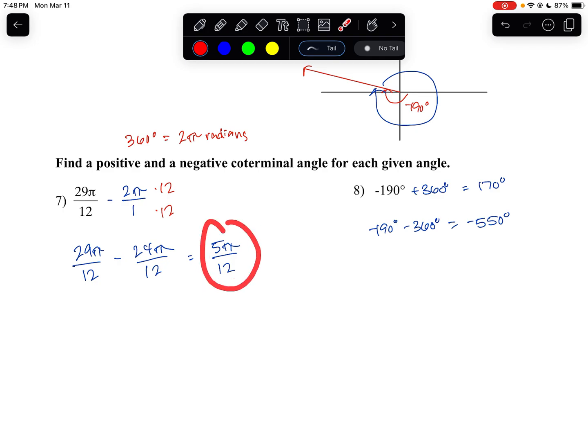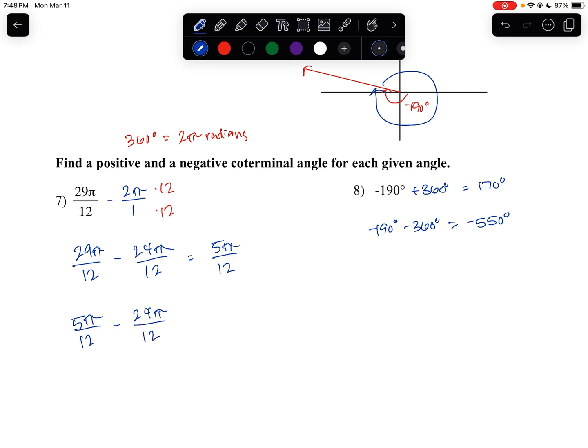And the reason it's positive is because this angle was larger than 360 degrees. So I subtracted 2 pi, which is 360 degrees, so I'm staying positive. So now if I want a negative coterminal angle, I'm going to take 5 pi over 12, and I'm going to subtract 24 pi over 12 again. So 5 minus 24, that's going to be negative 19. So negative 19 pi over 12. So now I have one positive and one negative.